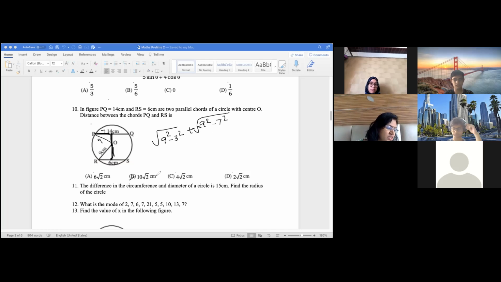Okay. This one comes to root 72 and this one comes to root 32. Then on prime factorization, this becomes 6 root 2 and this becomes 4 root 2. So the answer is 10 root 2. This is how you will solve it.